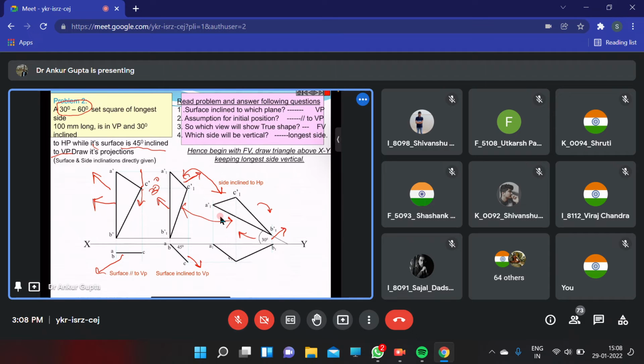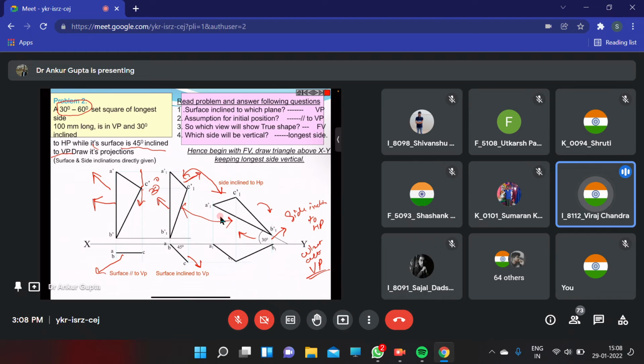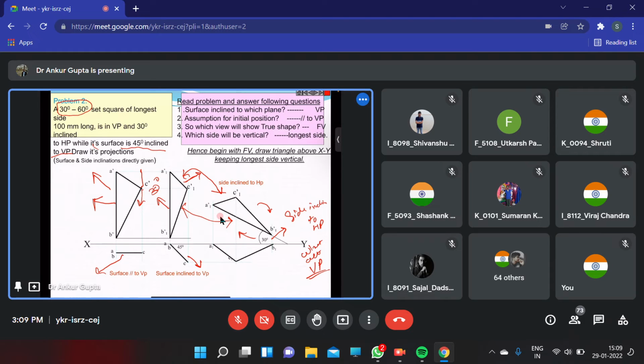Tell me one thing here: if this is 30 degrees inclined to HP, this side is inclined to HP. Okay? What about VP? Isn't it inclined at 45 degrees to VP as well? Yes, sir, because the new dimensions of this 30-60 set are not the original. We have actually inclined it back, taking C dash 1 as a point, and we have already brought it out of the plane by 45. Okay, one person has understood. Tell me the rest.